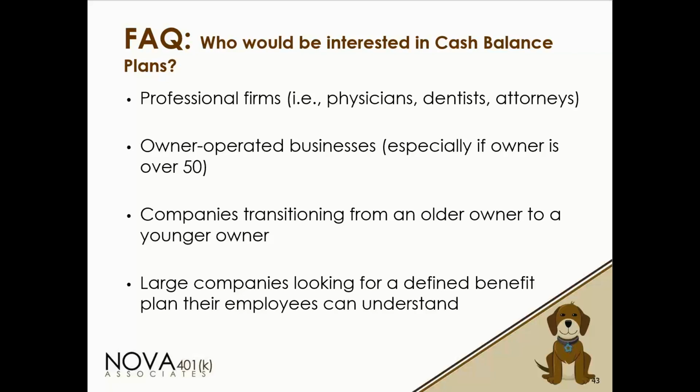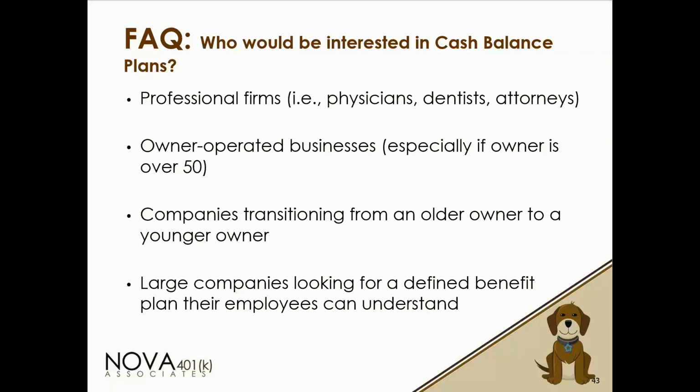Owner-operated businesses, especially if the owner's over age 50. Companies transitioning from an older owner to a younger owner. Sometimes it's a way, if the owner's getting bought out and maybe plans to be bought out down the road, you could have the potential suitor fund the pension plan for the owner, and the owner could then get a good portion of his payout in a non-taxable fashion. So talk to our NOVA salesman if you think you might have a client like that.